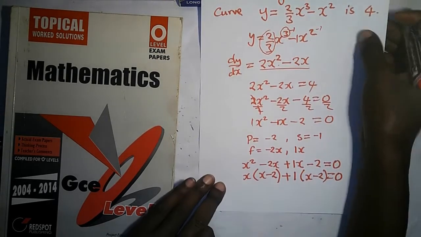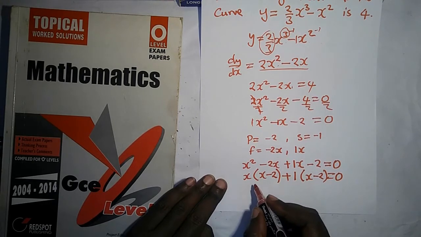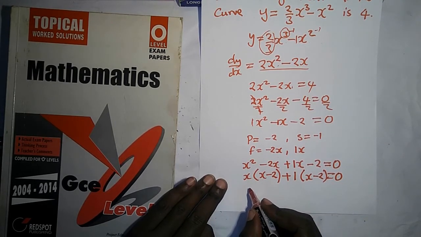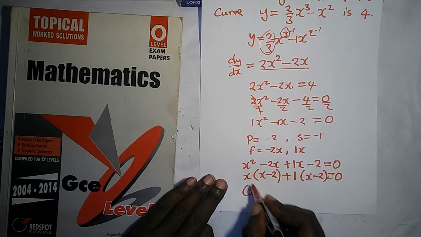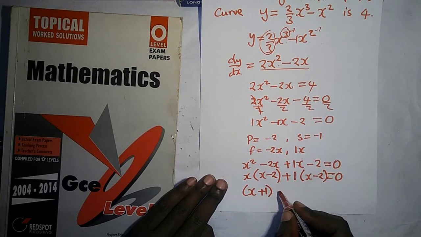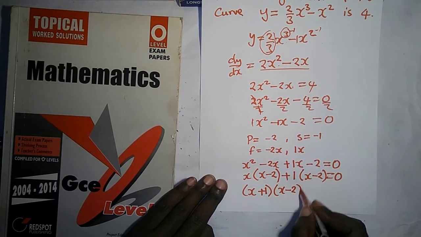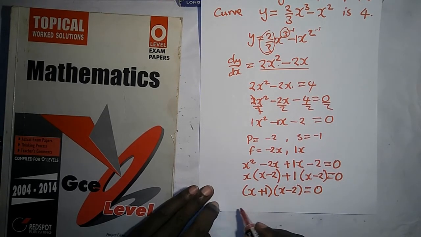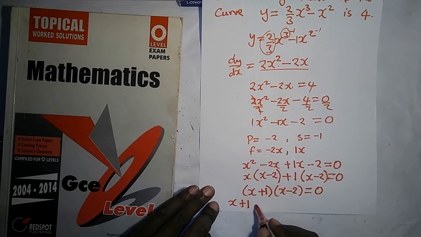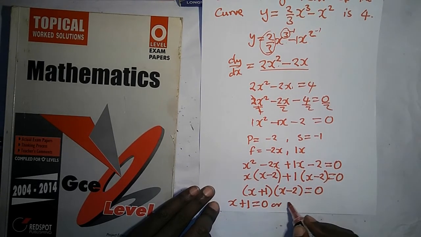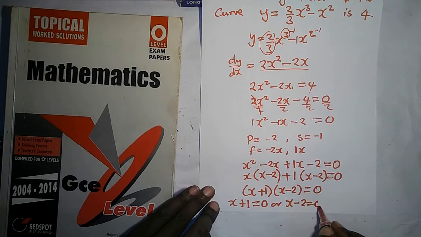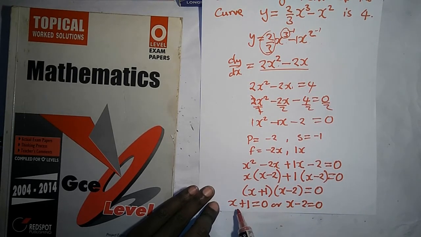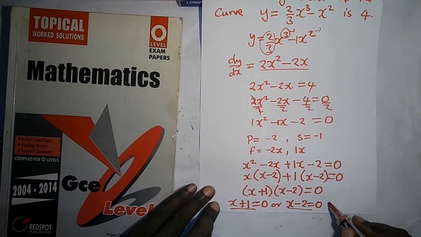Okay, so at this stage now, we are going to continue factorizing here. So we are going to have x plus 1, and x minus 2 is equal to 0. Okay, so when you reach this stage now, you equate x plus 1 is equal to 0, or x minus 2 is equal to 0. So what you do now is, this side you solve for x, and this side you solve for x.